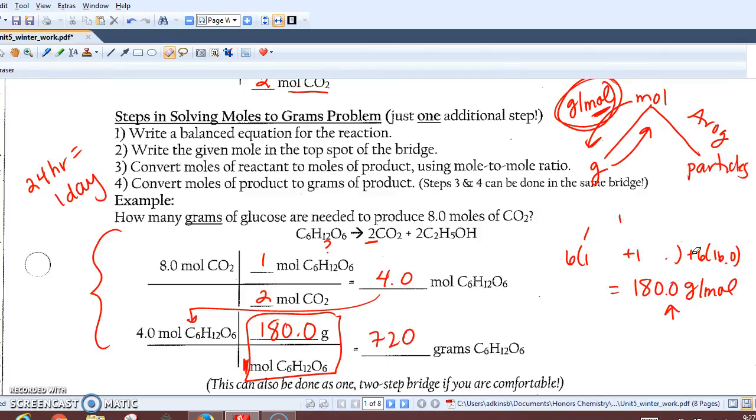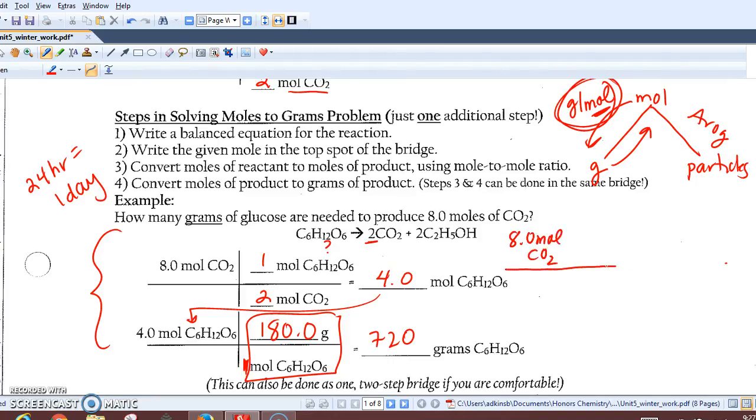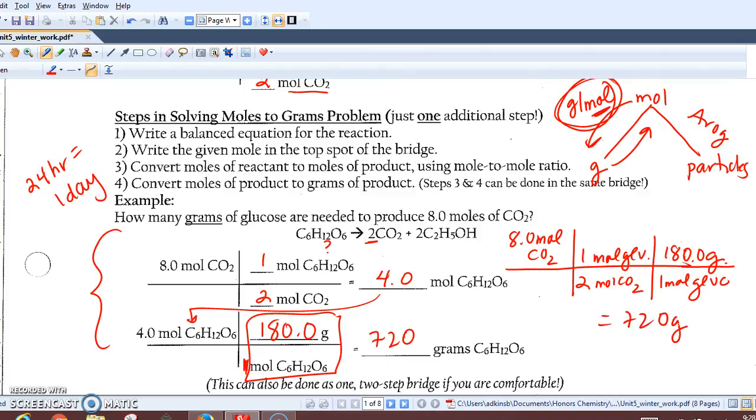Another way that some students like a little bit better is to just do it all in one bridge. So let me show you that out to the side. Our given is 8 moles of CO2, and I'm trying to get to grams of glucose. So again, moles of CO2 are here, so I'm going to put moles of CO2 down, moles of glucose up, and the relationship is 1 to 2. And then rather than stopping, getting a number, and doing another bridge, I could just say, okay, well, 1 mole of glucose, I want that to cancel, and I want to get a mass. And the molar mass is 180.0. So this does it all in one bridge, and you end up getting the exact same answer.